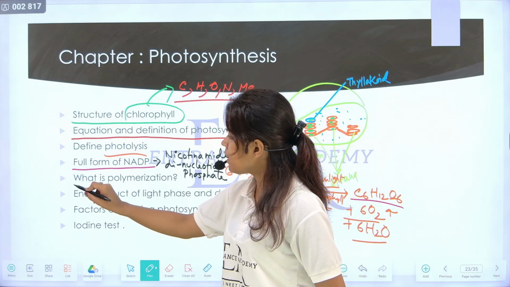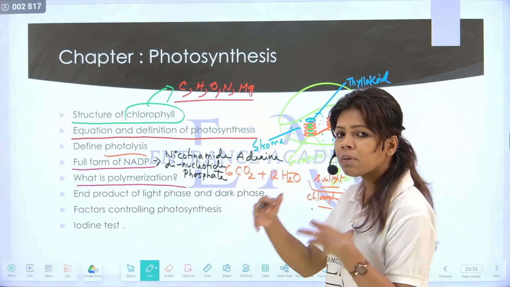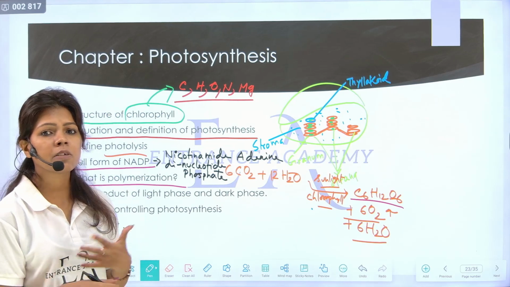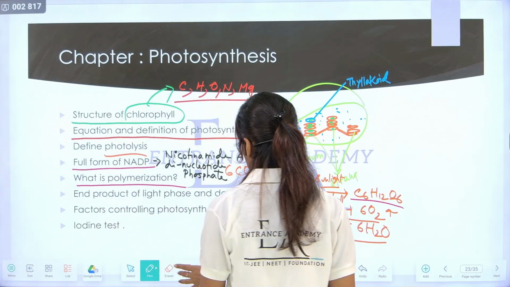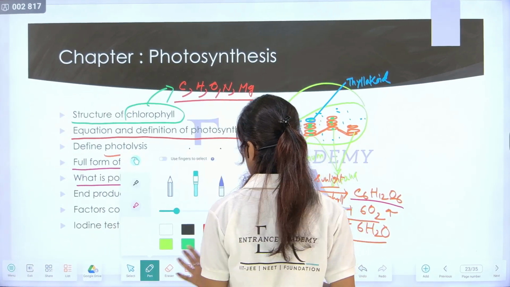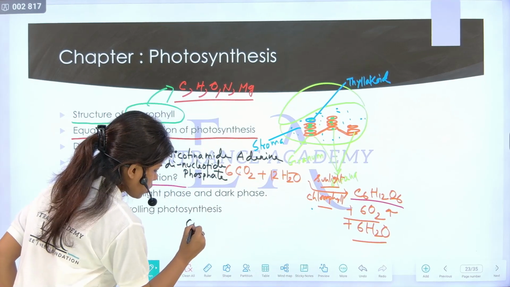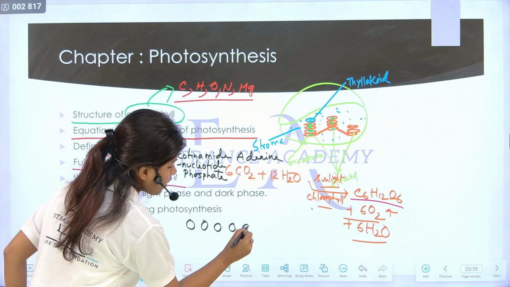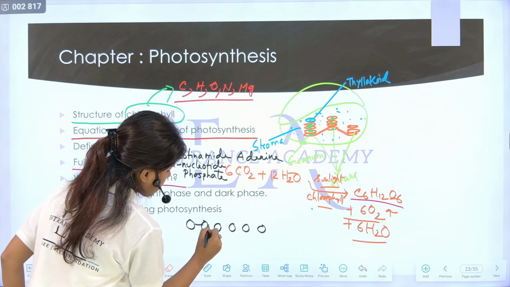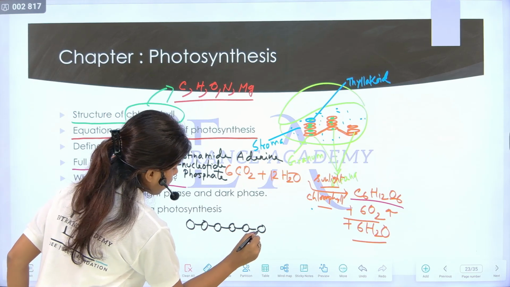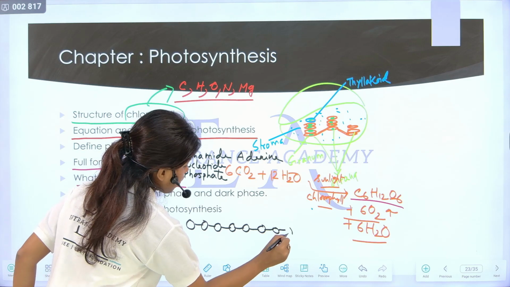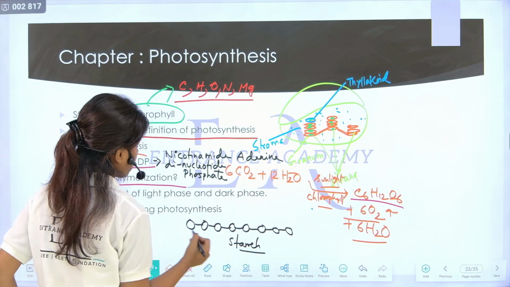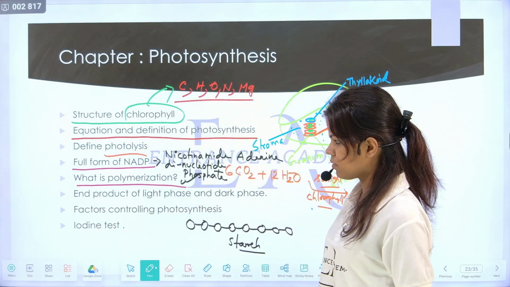Next, what is polymerization? Polymerization is a process by which glucose molecules are converted into starch. Generally, during photosynthesis, the plant produces glucose molecules at first. Now these glucose molecules will polymerize, will join by bonds, will make a polymer to form starch. So this process is known as polymerization.